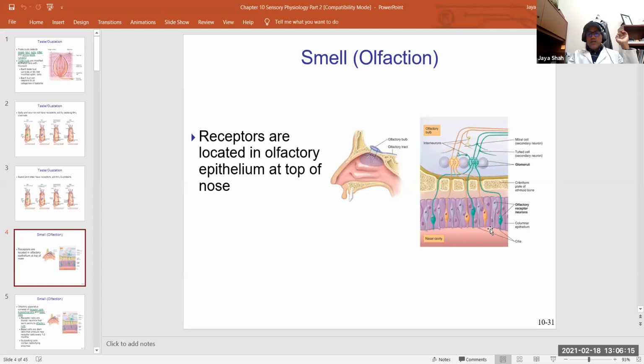So these neurons also have cilia here. So when you sniff, the chemical compound comes here and binds with the receptor, and then they depolarize these bipolar cells and take the impulse to your brain. Okay. So receptors are located in the olfactory epithelium at the top of your nose here.